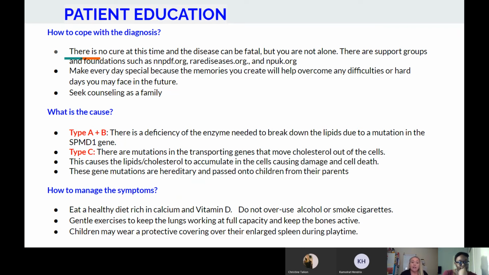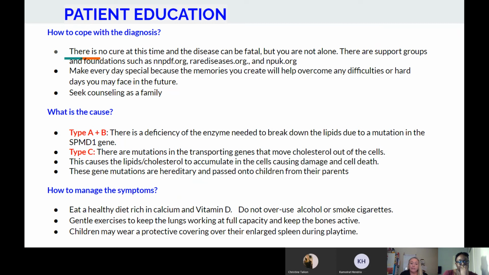So what is the cause? They're going to ask, what is the cause? So for type A and B, there's a deficiency of the enzymes that are needed to break down these lipids. The reason why they're not working is there's a mutation in the SMPD1 gene. And then for type C, there's also a mutation in a gene, but it is a different gene, which is one of the transporting genes that move the cholesterol out of the cells. The accumulation of lipids and cholesterol in the cells is going to cause cell death and cell damage, and eventually cause organ damage. So these mutations are hereditary. They're passed down from the parents.